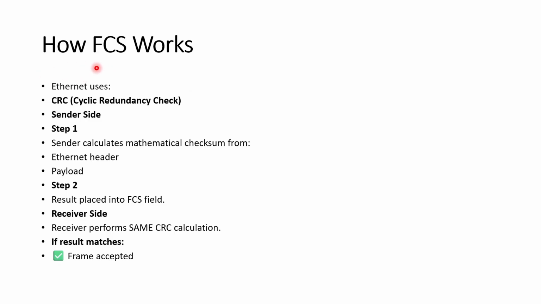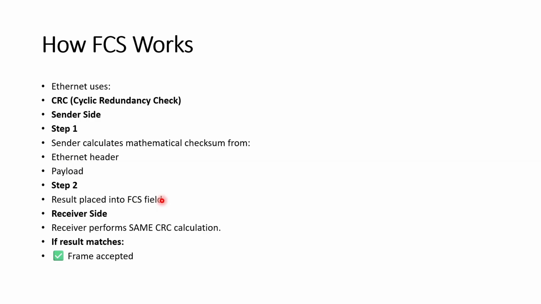Okay, so here is how the frame check sequence works. The Ethernet uses the cyclic redundancy check. Now, please be very careful here and listen to me. On the sender side, the sender performs a mathematical calculation from the Ethernet header to the payload, a mathematical checksum. The result of the calculation from the Ethernet header to the payload is going to be placed in the frame check sequence field of the Ethernet header.